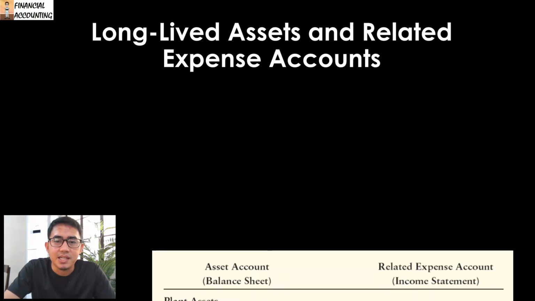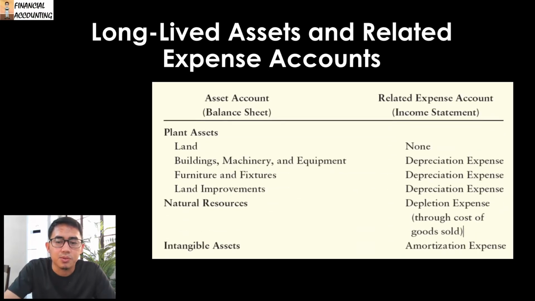Okay, long-lived assets and related expense accounts. We call all of those three long-lived assets because they go beyond 1 year. Their lives are more than 1 year. First is plant assets, that we discussed a while ago. Examples of plant assets are land, buildings, machinery, equipment, furniture, fixtures, and land improvements. Okay, so they have related expense accounts.